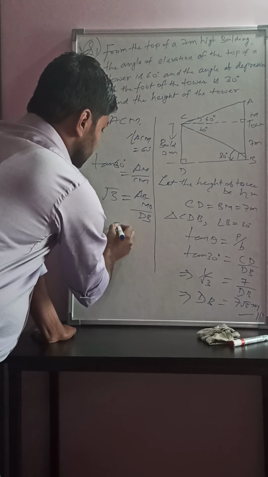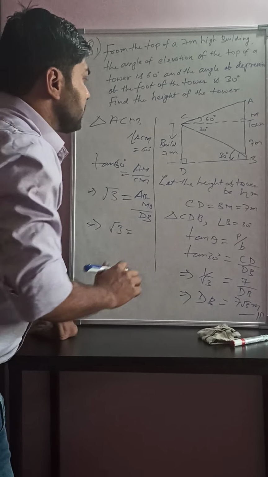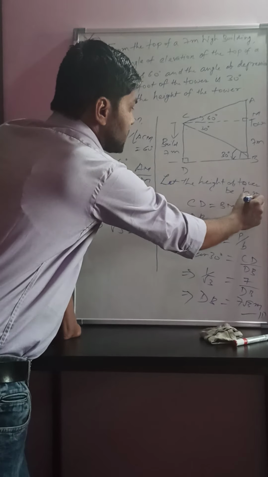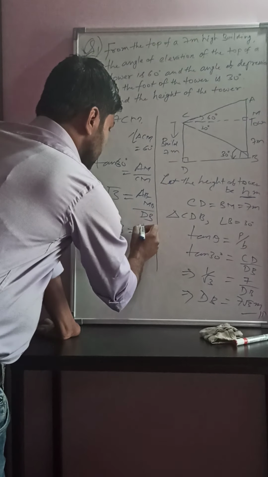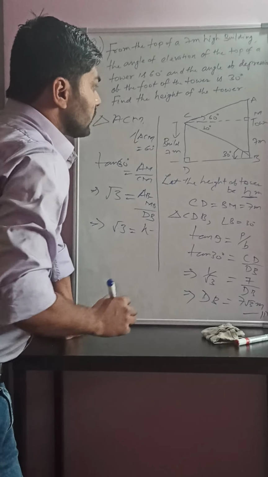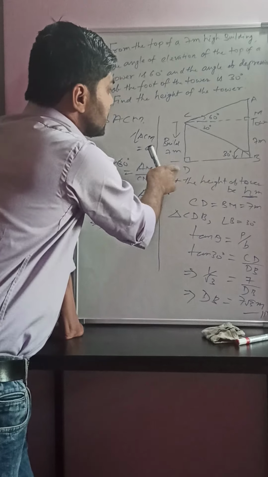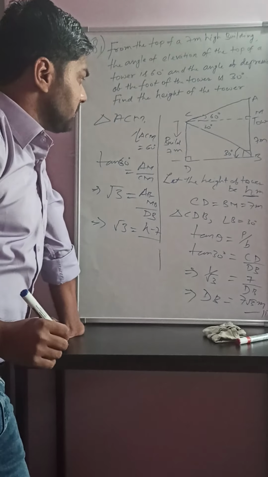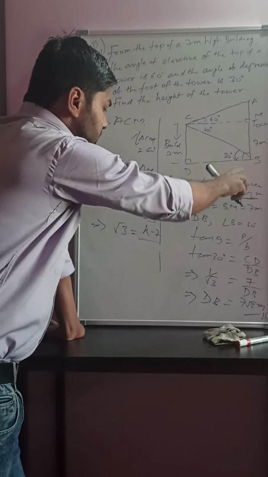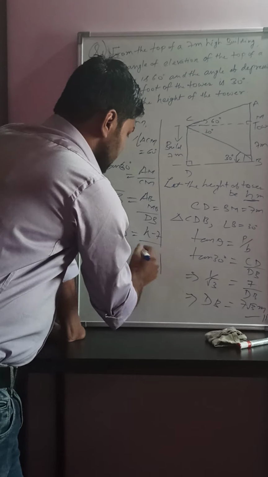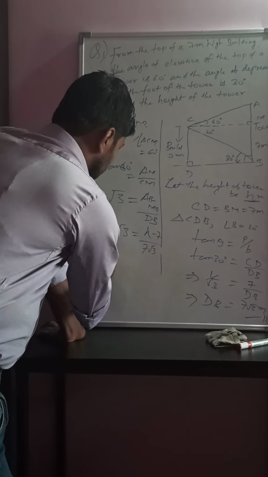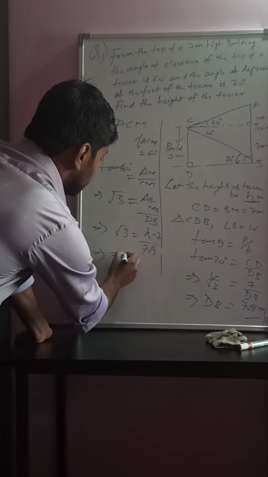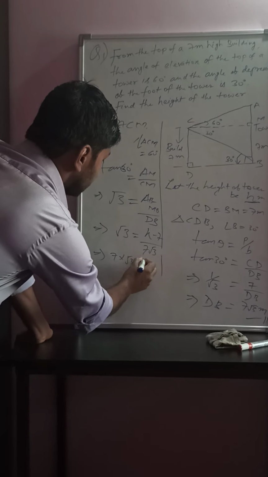Okay, so root 3 is equal to AB over what? We have taken AB, the height of the tower, as h meters. So h minus MB, and MB is nothing but CD, the building height, which is 7 meters, divided by DB. Here DB we got as 7 root 3. So by calculating it, we get 7 into root 3 into root 3.